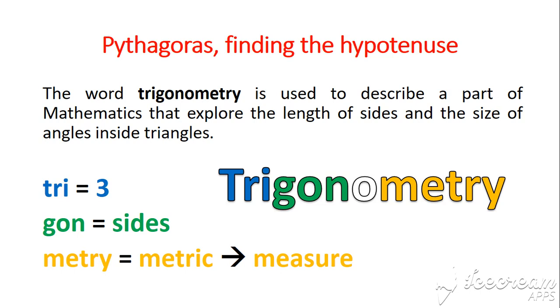The word trigonometry is used to describe a part of mathematics that explores the length of sides and the size of angles that are inside triangles. The word tri means three, gon means sides, and the word metry means metric or to measure. So we're measuring three-sided shapes, which are triangles.